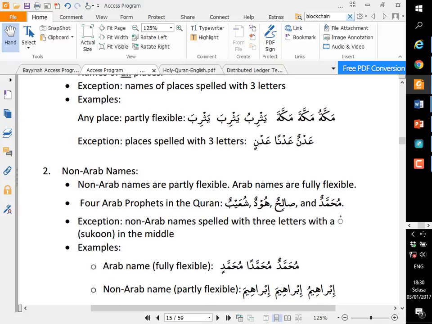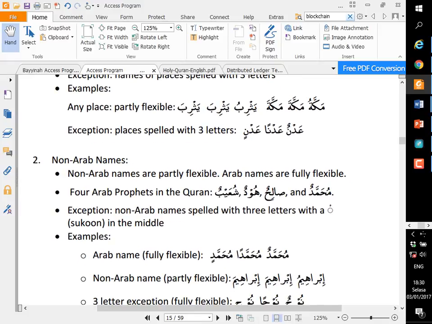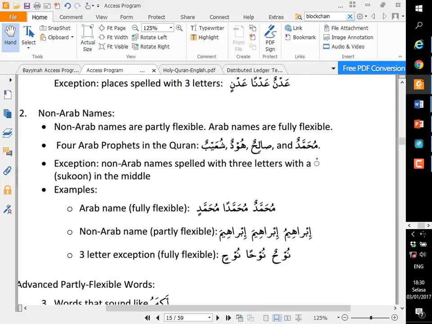And for non-Arab names, all Arab names are fully flexible, but non-Arab names are partly flexible. Like I said, Ibrahim, alayhi salam, is not an Arab name. It's not an Arab name.